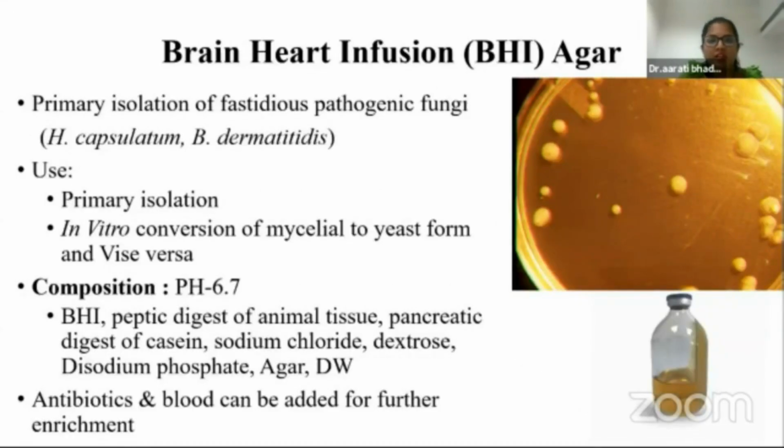This is Brain Heart Infusion agar. It can be used for primary isolation of fastidious pathogenic fungi like dimorphic fungi. Also, in vitro conversion of mycelial to yeast form, and vice versa, can be done on Brain Heart Infusion agar. For better growth, we can add some blood, or for prevention of contamination, antibiotics can be added. So this was about BHI.